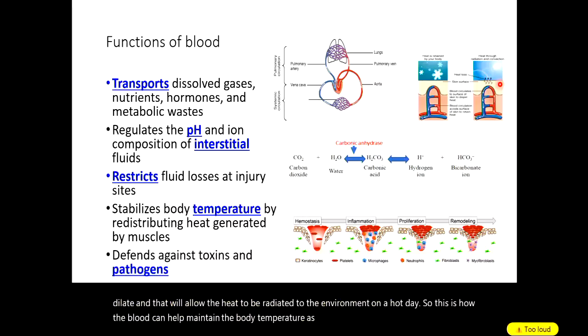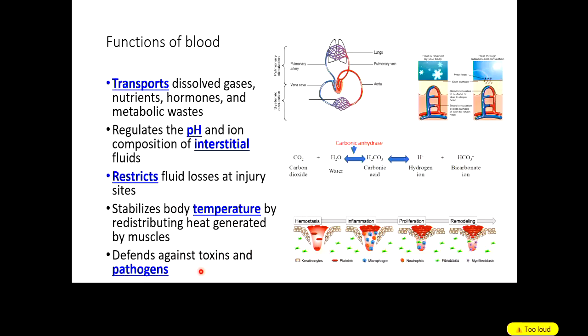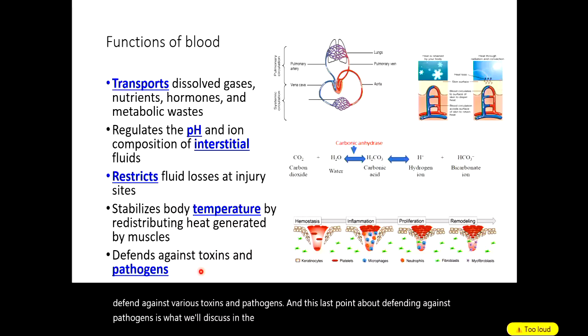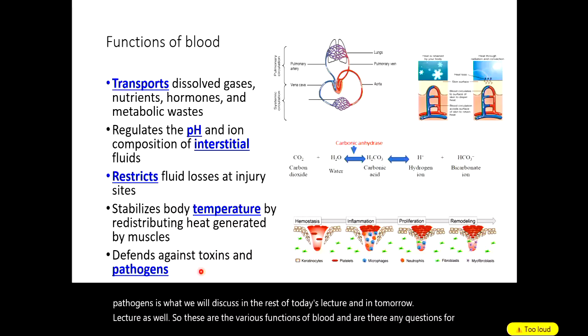The final function is that it can help defend against various toxins and pathogens, and this last point about defending against pathogens is what we'll discuss in the rest of today's lecture and in tomorrow's lecture as well. Right, so these are the various functions of blood. And are there any questions for me on any of these functions?